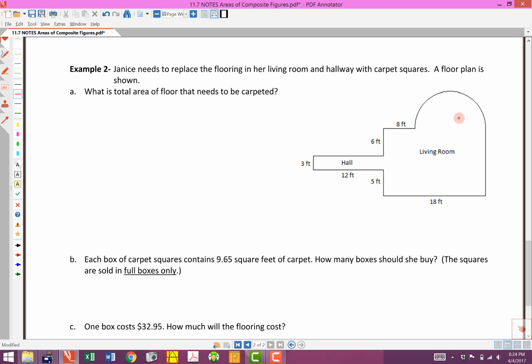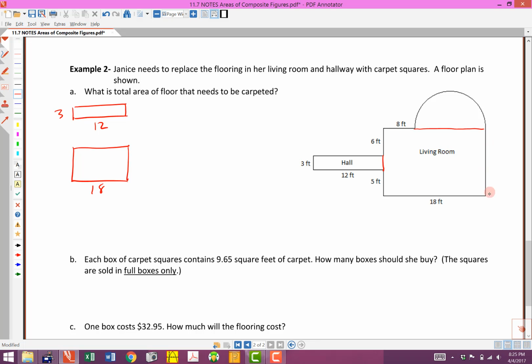So if we're going to compute the area, this is probably the best way to do it. Let's cut off that little hallway. Let's cut off that little semicircle, and then let's draw the pieces. Here's the hallway. The hallway is 3 feet by 12 feet. Here's the main part of the living room, that rectangle, and you can see right here that this is 18 feet. And then from here to here, we need to know how tall this is.